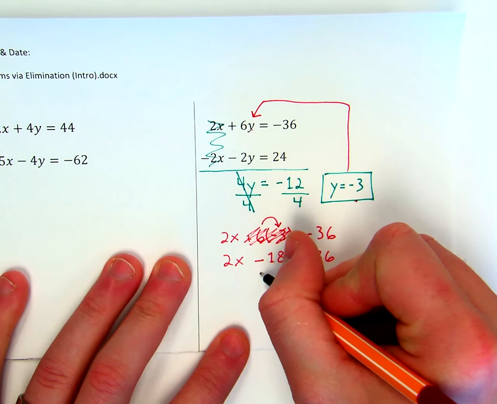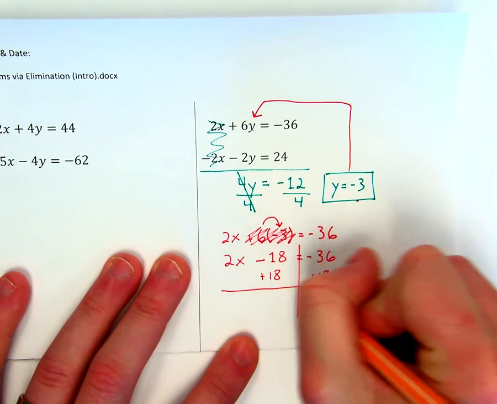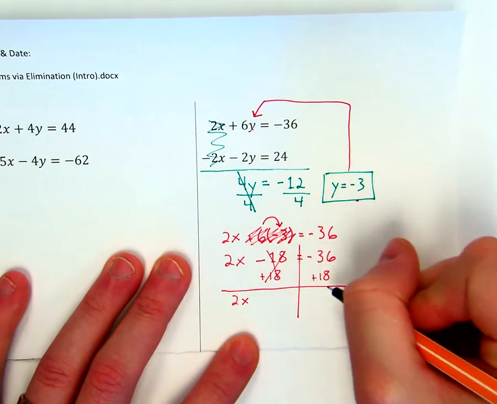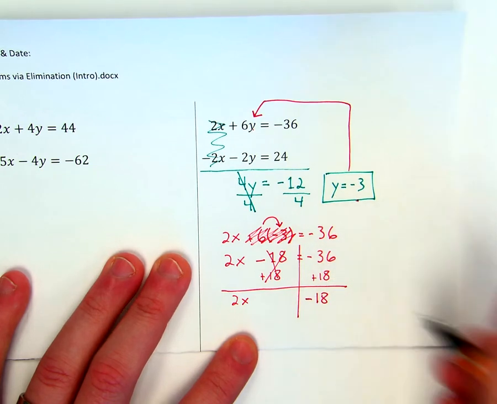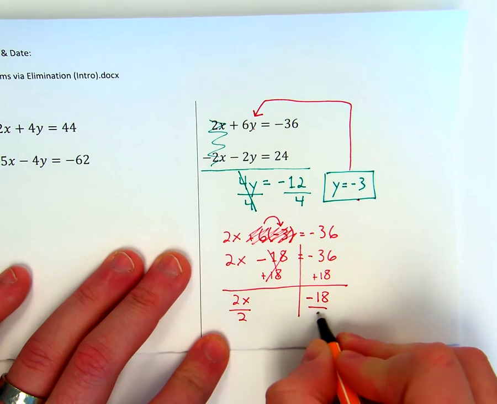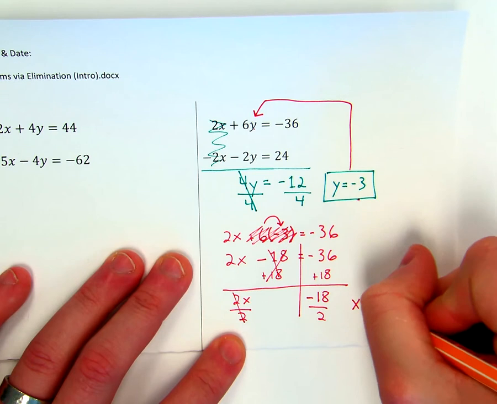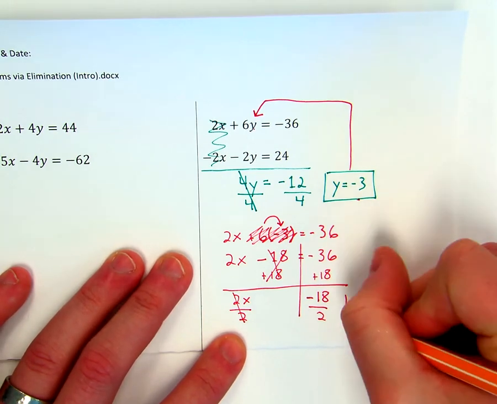In this case, we need to undo a minus 18 with a plus 18. Must do the same thing to both sides, and we find out that 2x equals negative 36 plus 18, which is negative 18. To undo a times 2, we divide 2. Times 2 divide 2 cancel out, and we find that x equals negative 18 divided by 2, which is negative 9.